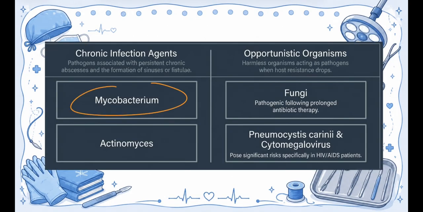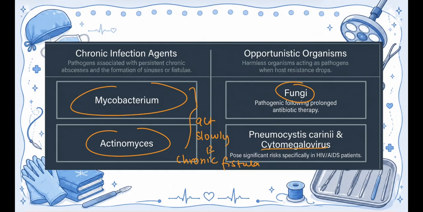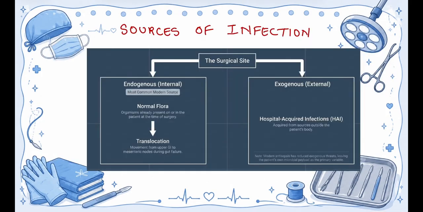Mycobacterium and Actinomyces act slowly. They form chronic, persistent fistulas. Finally, fungi and cytomegalovirus act opportunistically. They specifically threaten patients who are already immunocompromised. Now that we understand the specific pathogens, we must ask where they actually come from.